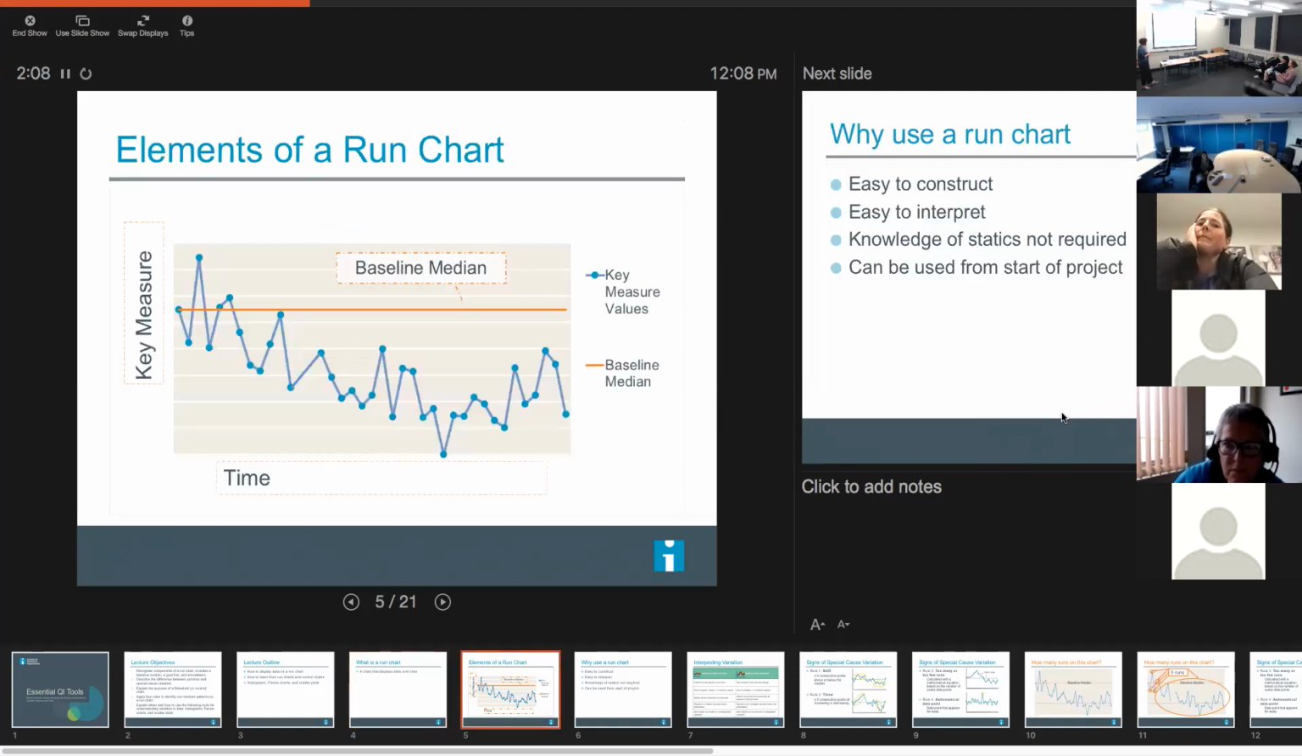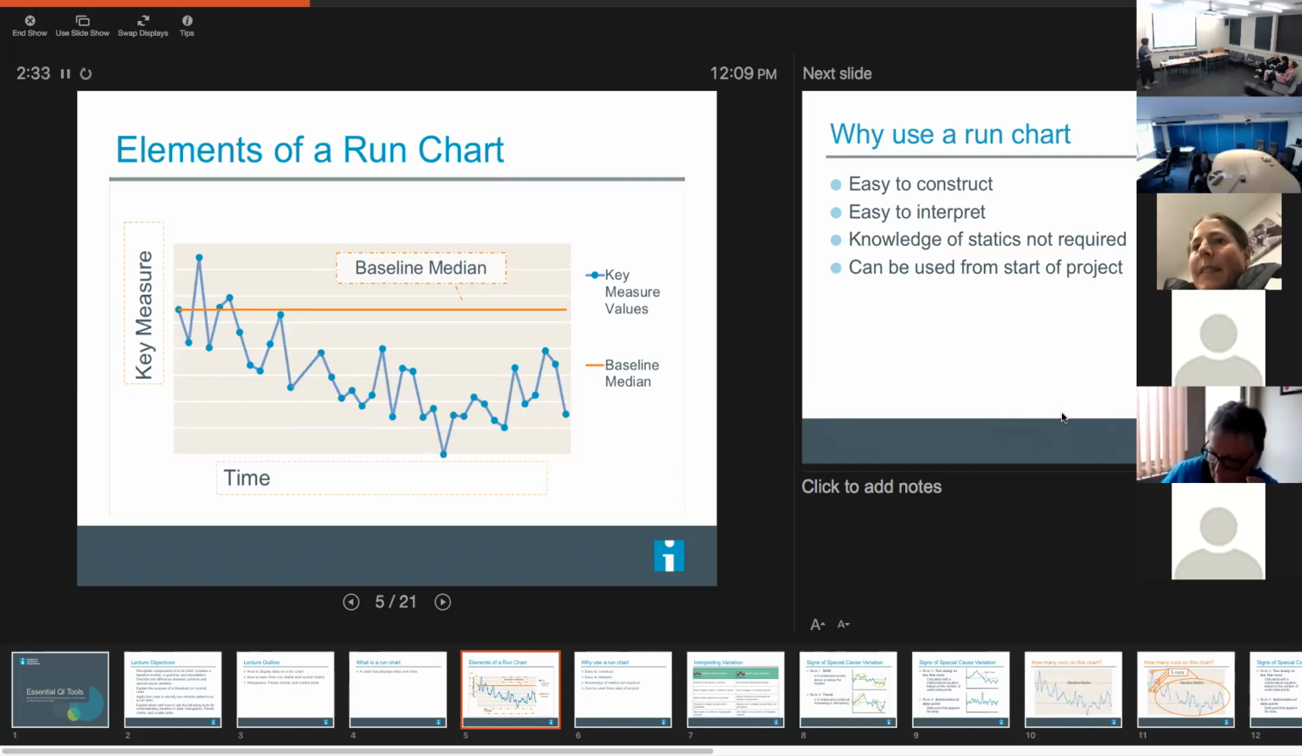So this is an example of a run chart. Key parts of this is the axes. On the y-axis is what we're measuring. The x-axis is the time span, so that can be days or months or years if you're really patient. And then the data points, which are plotted here, obviously in blue.